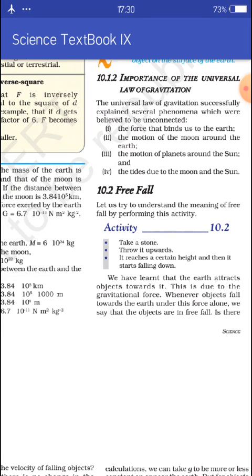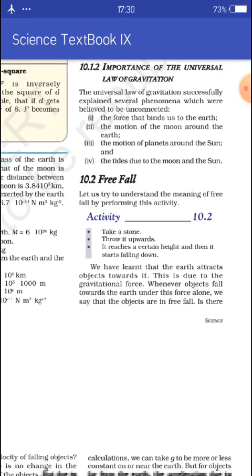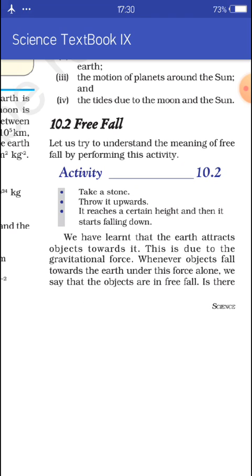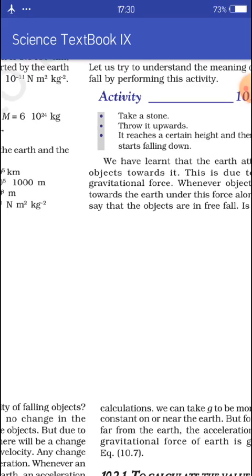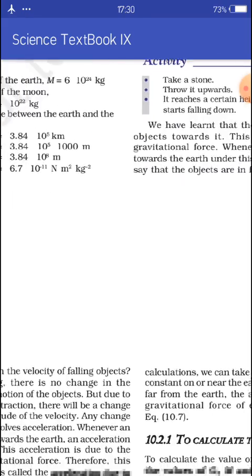Let us try to understand the meaning of free fall by performing this activity. Activity 10.2. Take a stone and throw it upwards. It reaches a certain height and then it starts falling down. We have learned that the earth attracts objects towards it. This is due to the gravitational force. Whenever an object falls towards the earth under this force alone, we say that the object is in free fall.